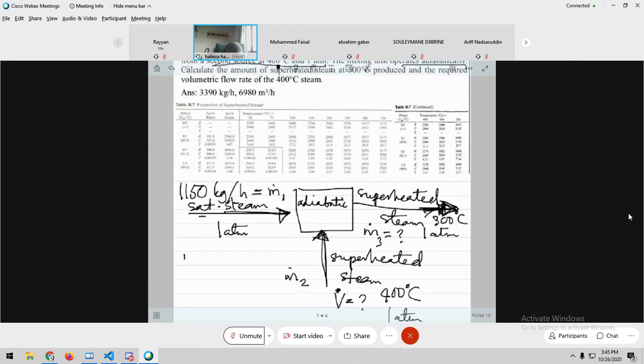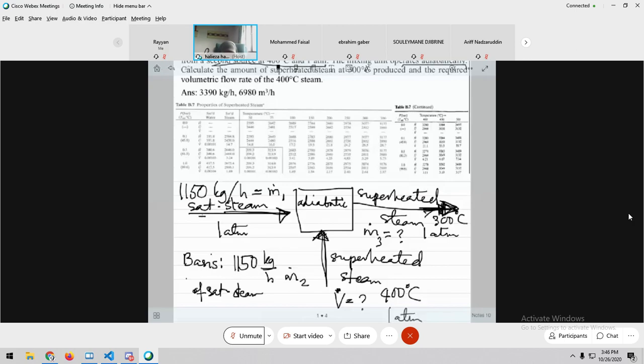First, before you can do it, what is your basis, guys? What's the basis? 1150 kilogram per hour of superheated steam. Oh, sorry, saturated steam. Yeah, that's your basis. You have to do mass balance, but you still cannot solve for the two unknowns, the flow rate of the two streams, because it's not enough.